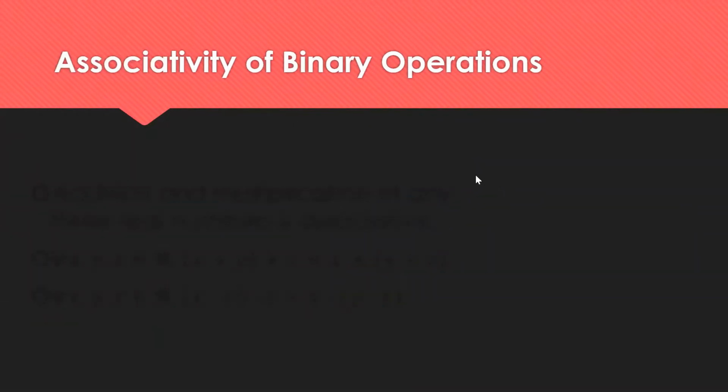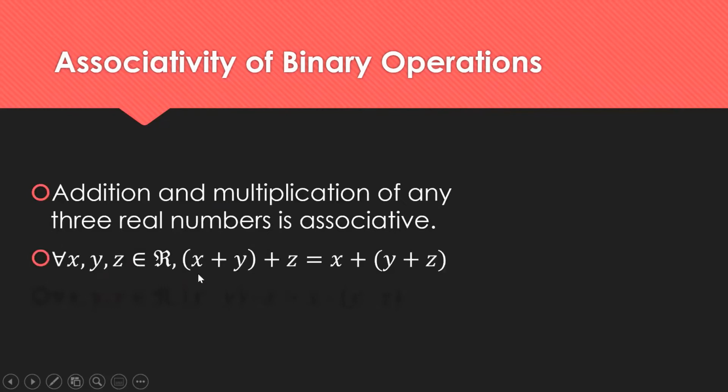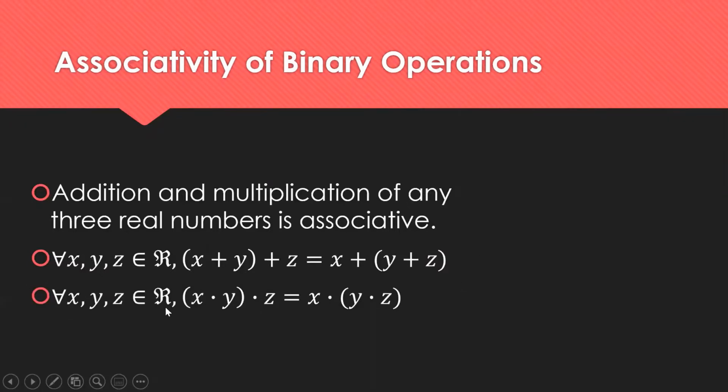Next is the associativity of binary operation. Addition and multiplication of any three real numbers is associative, meaning changing the parentheses or the groupings in any of the expression will not change the sum or the product. So for addition, for any real numbers x, y, and z, the sum of x and y plus z is equal to x plus the sum of y and z. For multiplication, for every real number x, y, and z, the product of xy times z is equal to x times the product of yz.